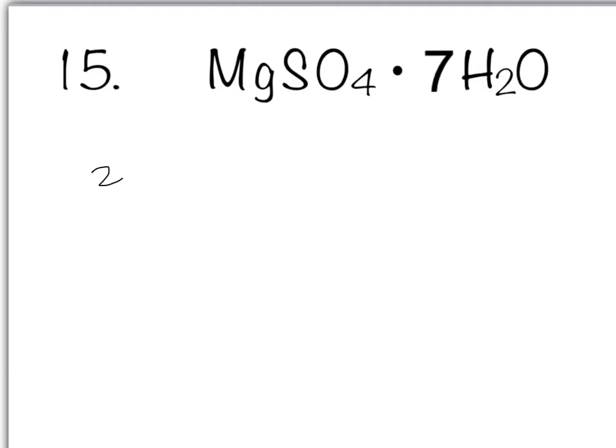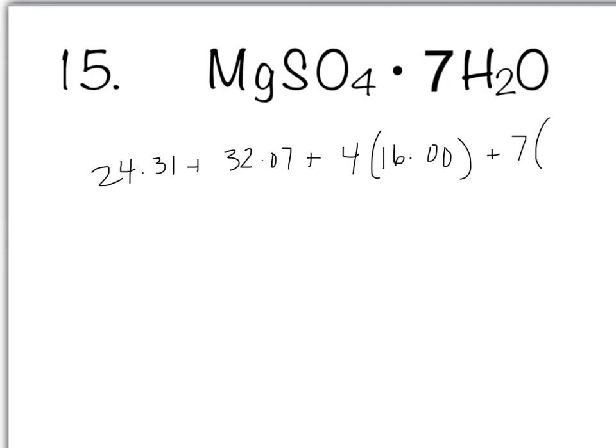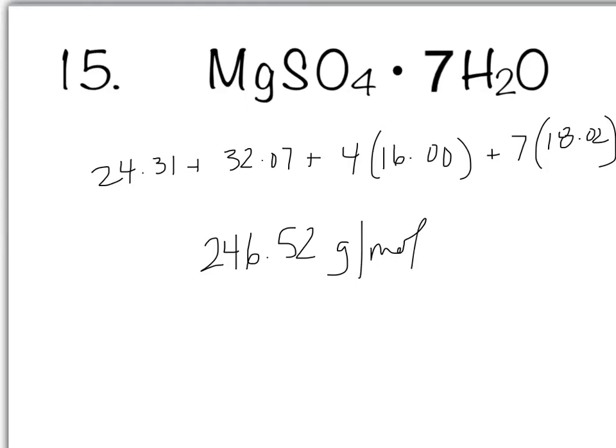And so magnesium, I have 24.31 grams. Sulfur is 32.07. I have 4 oxygens, each at 16. And then notice I have 7 waters, and I know water from previous experience is 18.02 because you have 2 hydrogens at 1.01 and 1 oxygen at 16. And so if I multiply those and sum them all, you come up with the molar mass, 246.52. You can say grams or grams per mole.